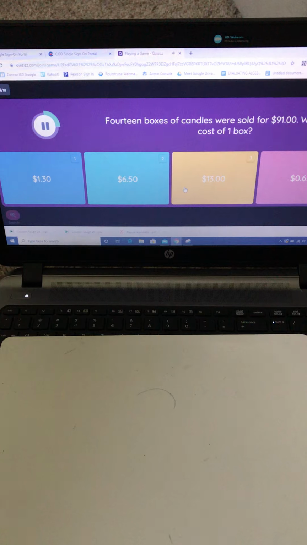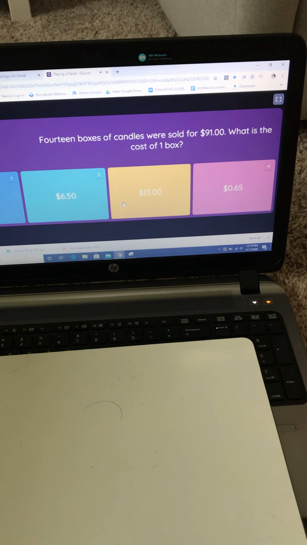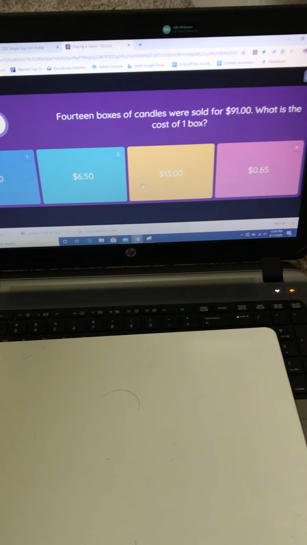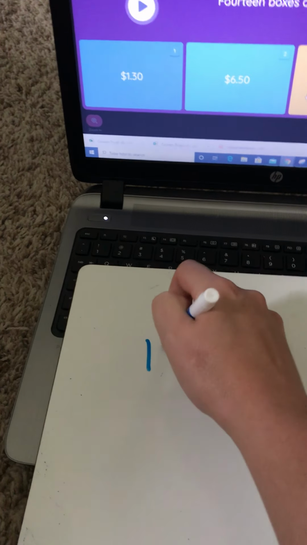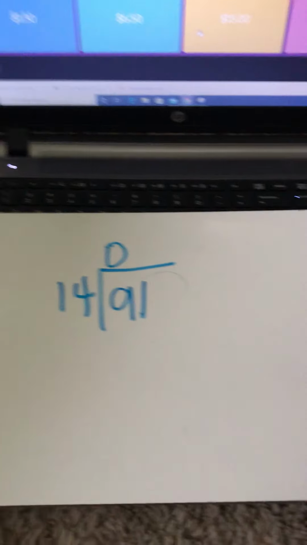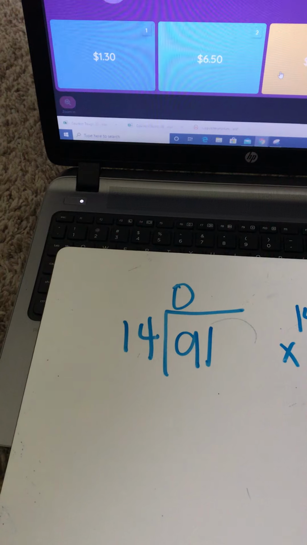I'm going to help you go through the quiz's answers for this week. So question 1, 14 boxes of candles were sold for $91 each. What is the cost of one box? So here we're going to be dividing $91 by 14. 14 can't go into 9, but I'm going to try maybe 14 times 5.